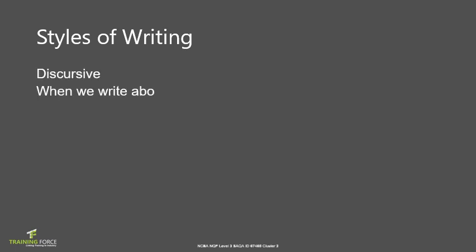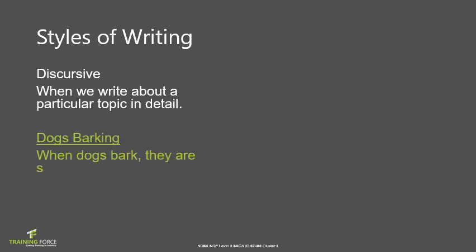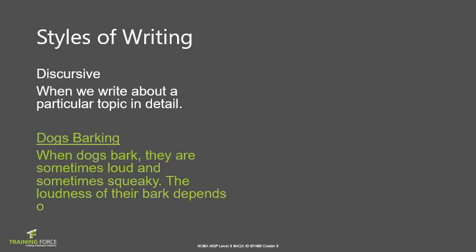Discursive style means when we write about a particular topic in detail. So let's look at our topic, dogs barking. When dogs bark, they are sometimes loud and sometimes squeaky. The loudness of their bark depends on their size. So there we can see that we're talking about the dogs barking, and the topic is detailed towards the dogs barking and the sound of their bark.